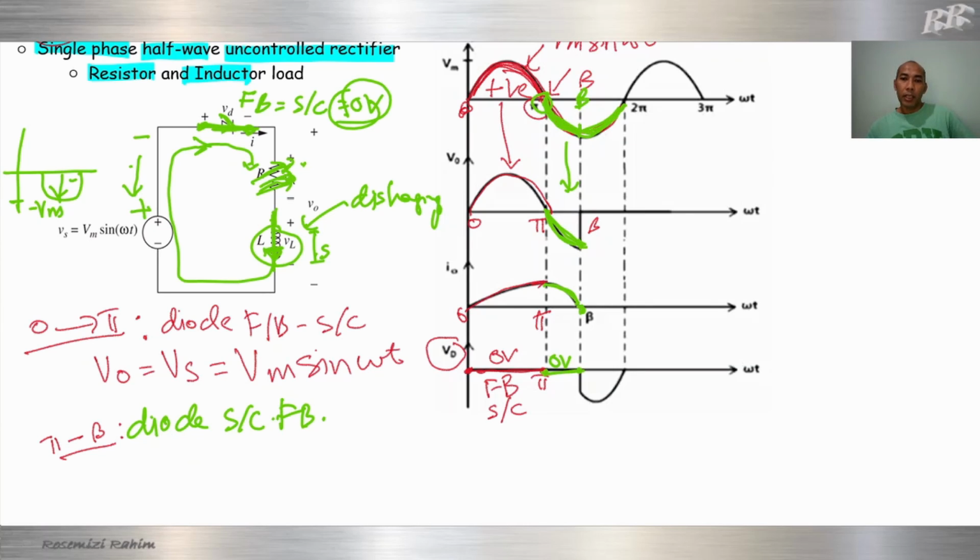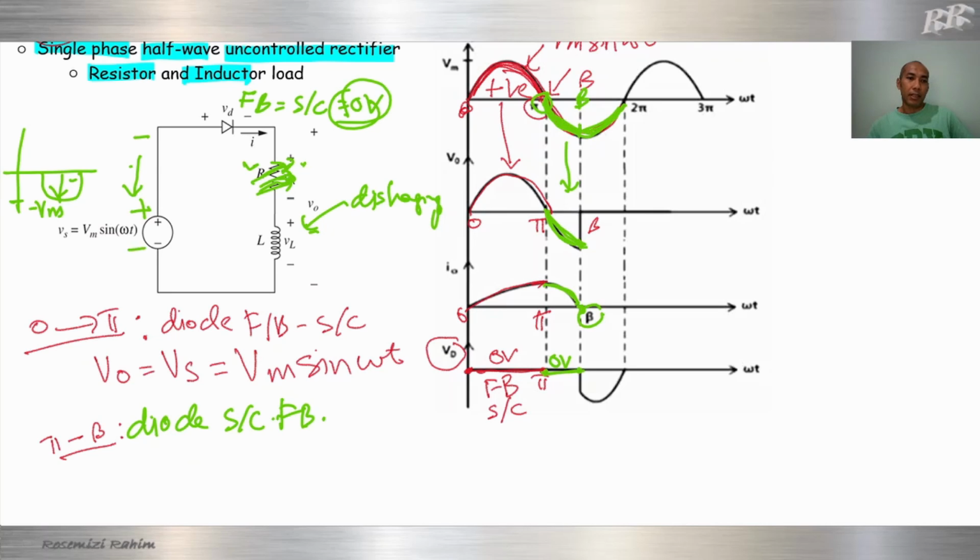Okay, however, at beta, our current source will be empty. So with this current source empty, there's no current flow from the inductor. From the inductor there will be no current flow. So it means that our diode changes its bias.